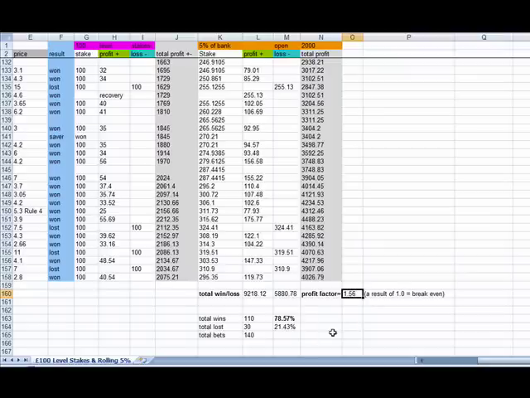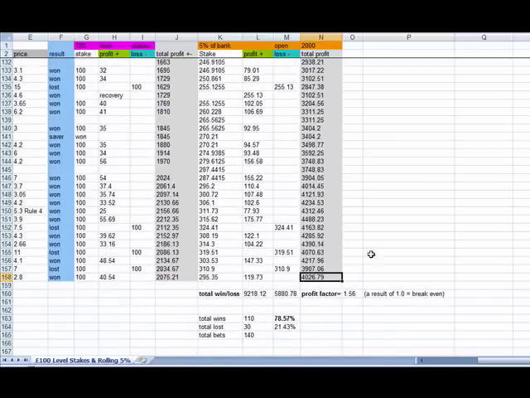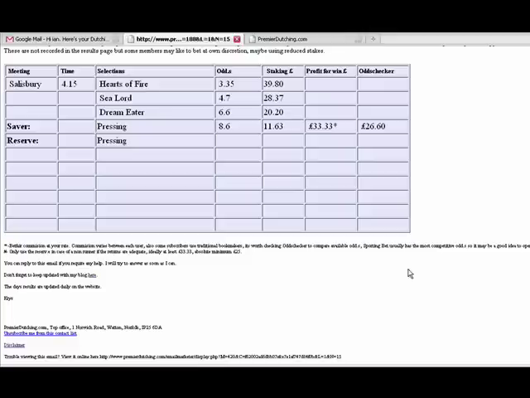And if you're not a very mathematical type person, just look at the profits. You can see how the money has been going up and up and up. That's one of the simplest ways to measure a system.